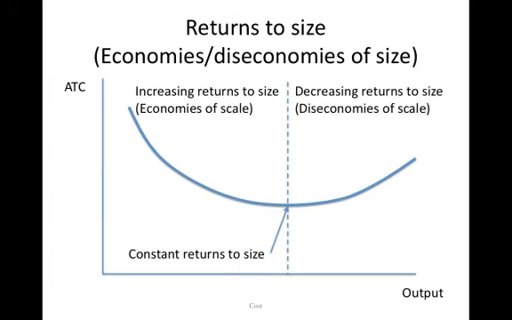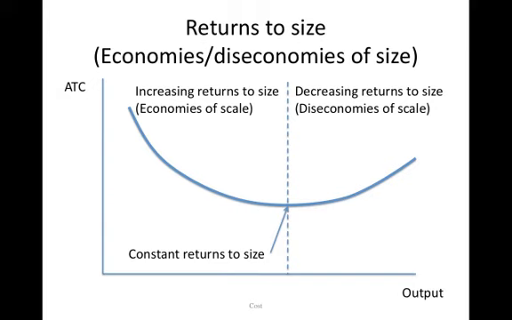Now, to get across the notion of increasing returns to size, constant returns to size, and decreasing returns to size, let's revisit the long-run average cost curve. And so that's what I've drawn here, a U-shaped long-run average total cost curve. And what we see are three different regions, well, really two different regions and one point. We have a region where the average total cost curve is decreasing in output. That's the region where we see increase in returns to size, or as some call it, economies of scale.